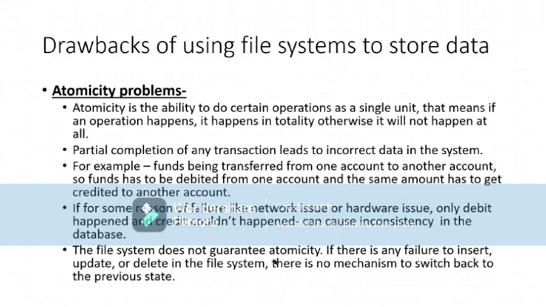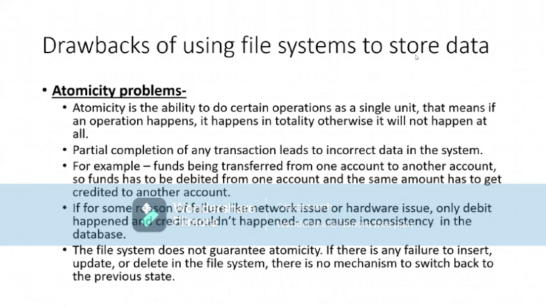So this is one problem. File systems do not guarantee atomicity. If there is any failure to insert, update or delete in a file system, there is no mechanism to switch back to the previous state. Basically in a database, we have states. Every state is stored. Any change in data, any update, any deletion, any insertion will change the state of your database.